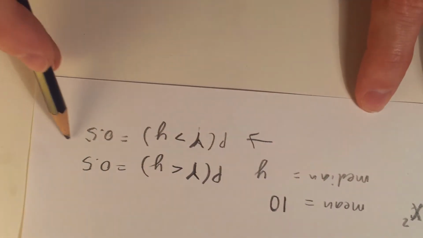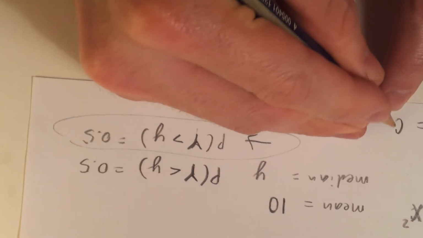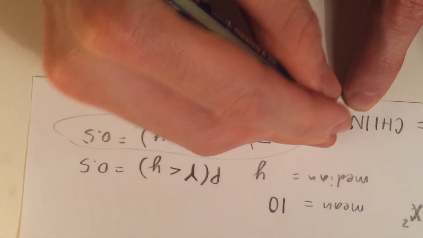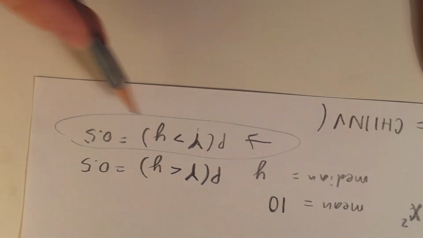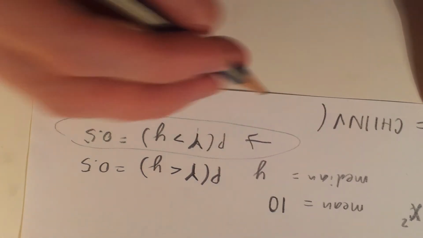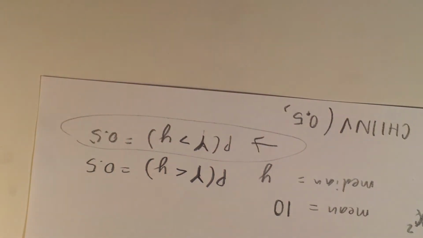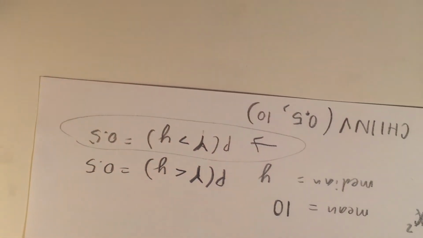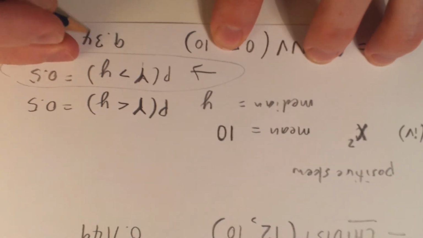So to get this median, in Excel we type CHIINV. That function wants to know the probability to the right of the value that we're interested in, that's 0.5. And it wants to know the degrees of freedom, which is equal to 10. And if you do that, the answer that you should be coming up with is about 9.34.